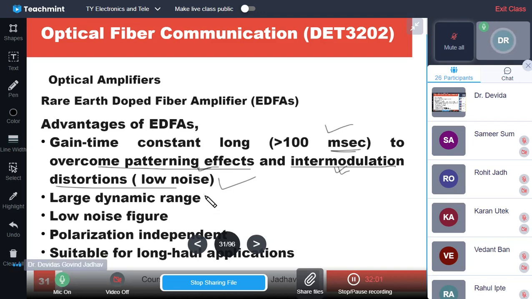It has a large dynamic range, obviously, because the spectral bandwidth is large, so the dynamic range is also large. So a low noise figure is there. As it is overcoming the noises, the noise figure is improved. It is also polarization dependent and suitable for long haul applications. Obviously, as in the advantages we have discussed many times, this amplification is suitable for long haul applications.